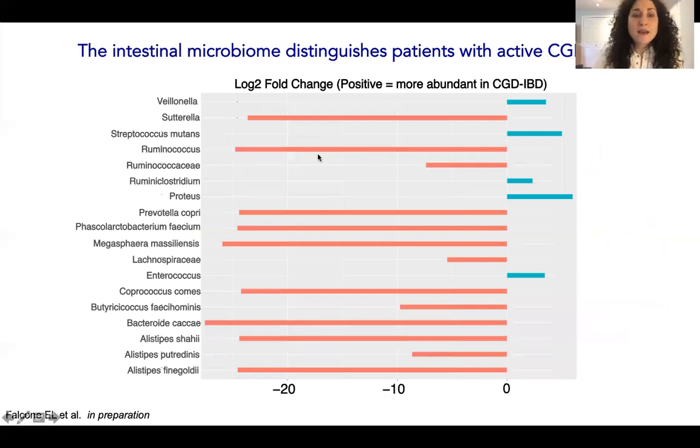Again, when we looked at the specific bacterial taxa that were differentially represented between these two groups, we see that patients with CGD-IBD are enriched for Veillonella, Streptococcus mutans, Proteus, and Enterococcus, which is not unlike what we see in the general IBD population. We also see that they are somewhat poor in certain bacterial taxa, like Prevotella copri, Phascolarctobacterium faecium, Megasphaera massiliensis, as well as Coprococcus comes, Bacteroides cacae, and Alistipes.